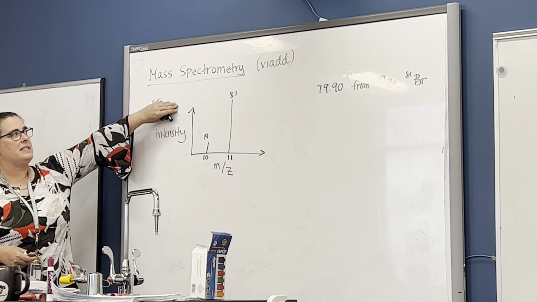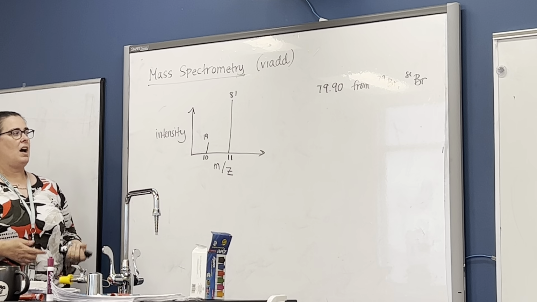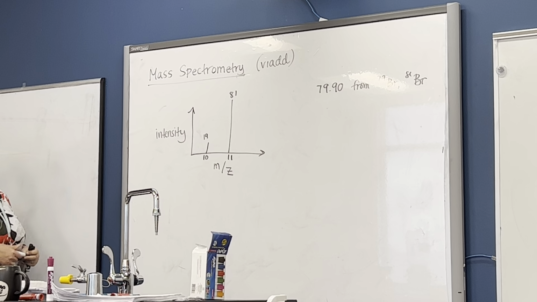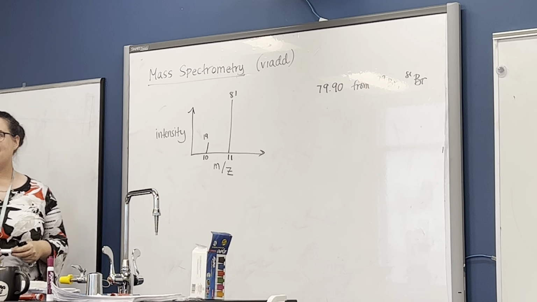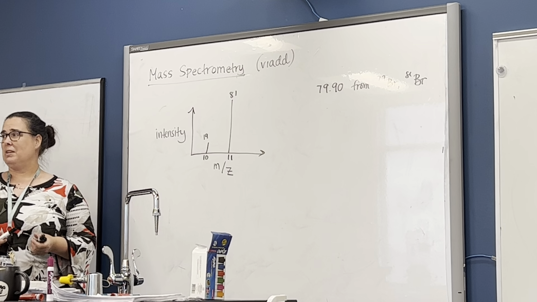This is going to be the intensity, or the number of atoms of each of those masses. And so we are able to use data like this in a multiple choice question to find the relative atomic mass of boron.